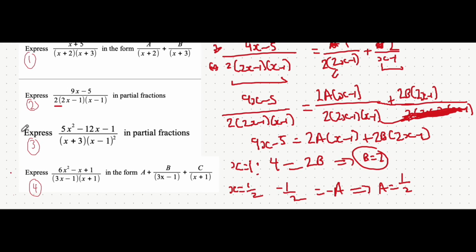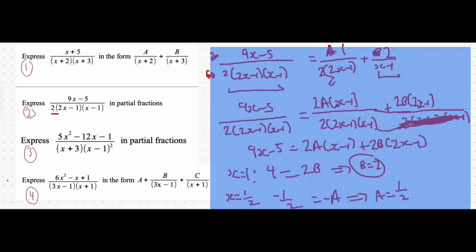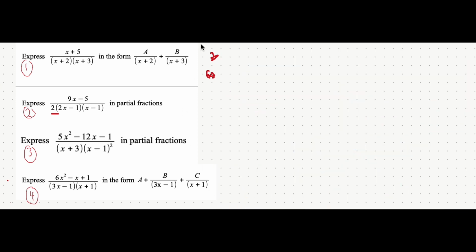Great. Option 3 is where there's a repeated factor, so you might notice there's a square involved. Let's go through what to do in this case because it's a little bit different to what we've done so far. Okay, so first of all, we're going to write it out in the form a over this first fraction, so a over x plus 3 plus b over x minus 1.